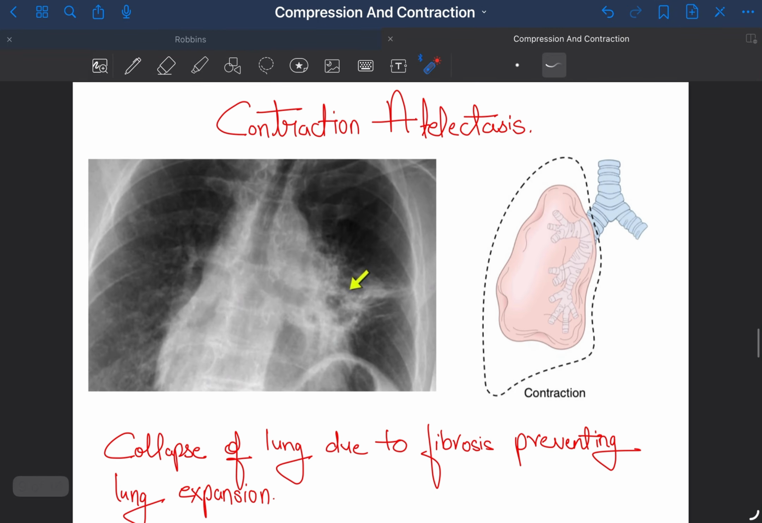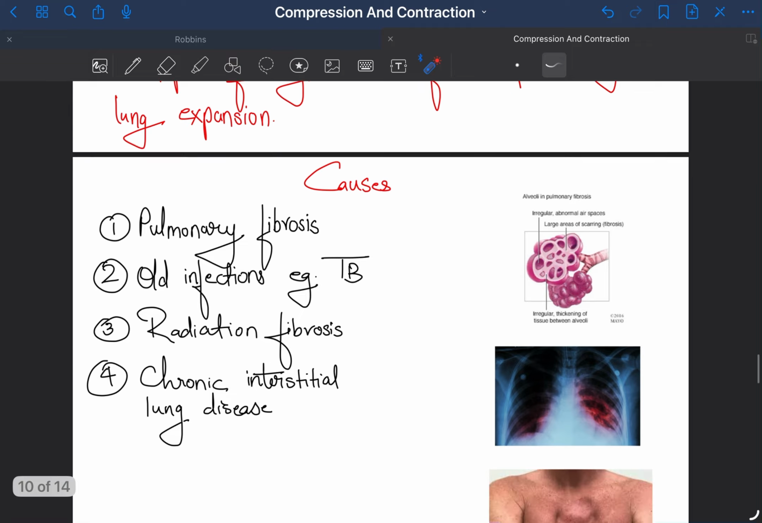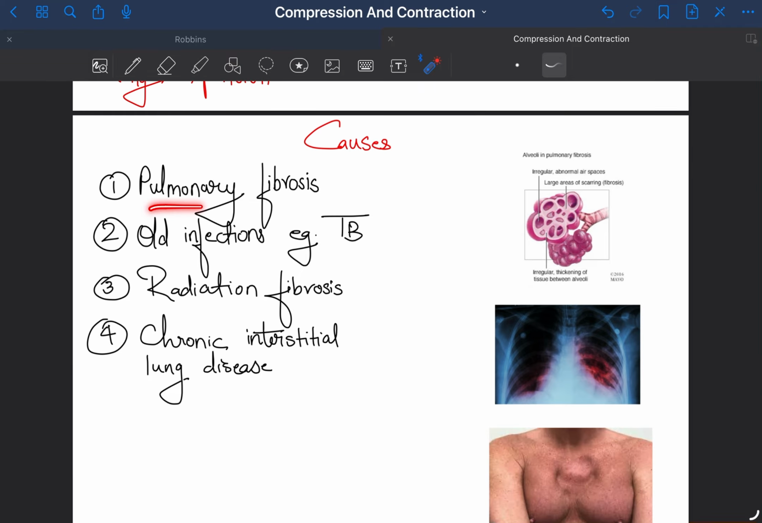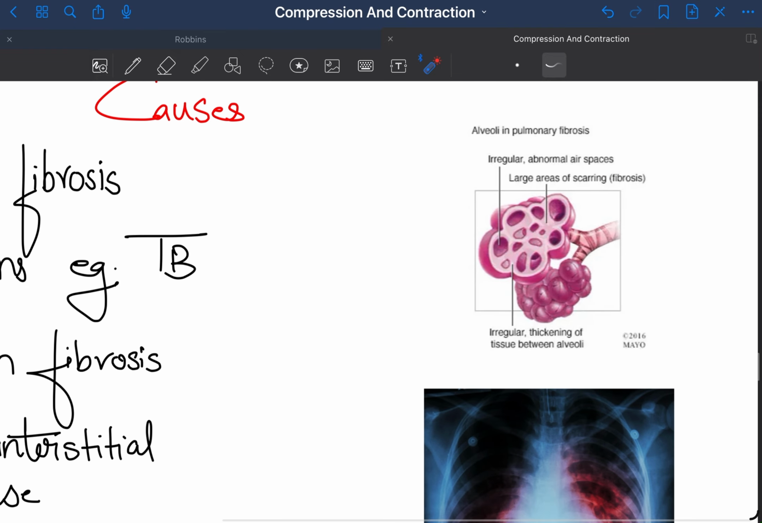Coming to contraction atelectasis, it's basically collapse of the lung due to fibrosis that prevents lung expansion. The causes are pulmonary fibrosis. Here you can see in the picture irregular thickening of tissue between the alveoli. There are irregular abnormal air spaces and large areas of scarring, that is fibrosis.